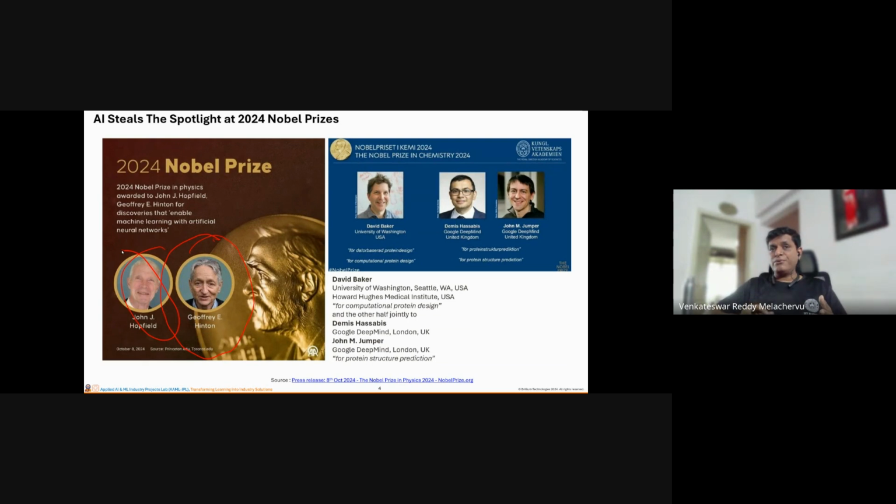These guys have used the physics fundamentals to arrive at the machine learning techniques that they have unveiled or invented. The other three gentlemen are related to chemistry. The first one, I think Baker, has used machine learning techniques in creating or designing a computational protein for the purposes of studies and research. The other two, Demis Hassabis and John Jumper, were part of Google DeepMind. DeepMind was a UK company which was acquired by Google.